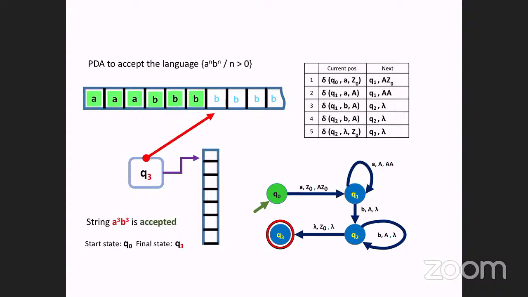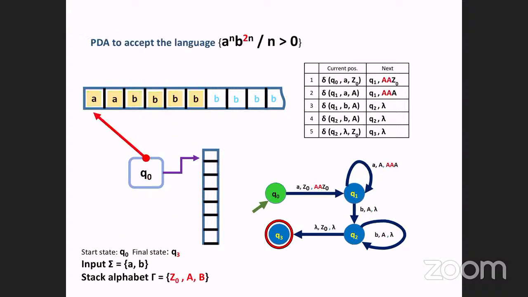Now, I want to design another PDA which will accept a power n, b power 2n. Let's see how. This is another language for which I have to find another machine. So this time I have made some modification here. You find some changes here. For n equal to 2, I have a square b power 4. So I'm placing a, a, b, b, b, b in the input string.